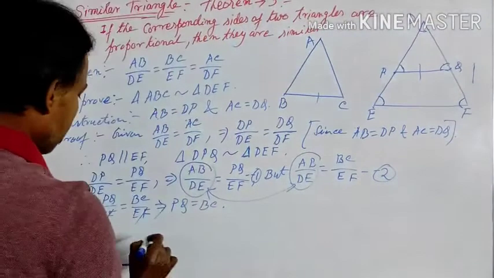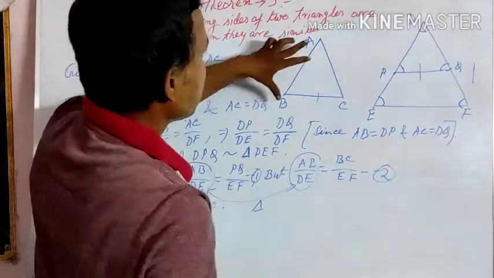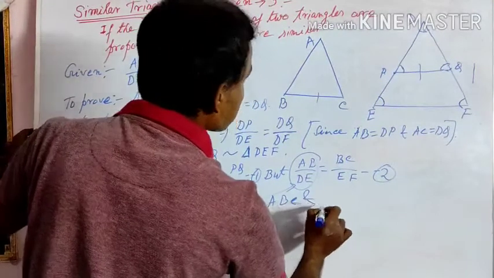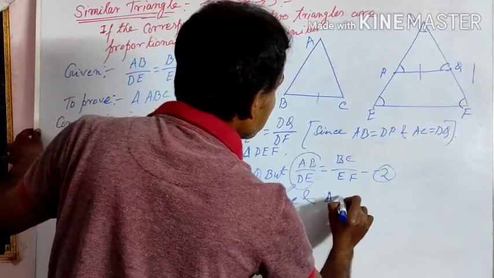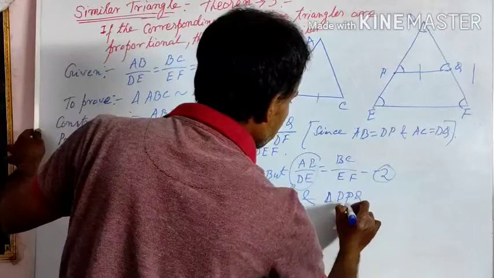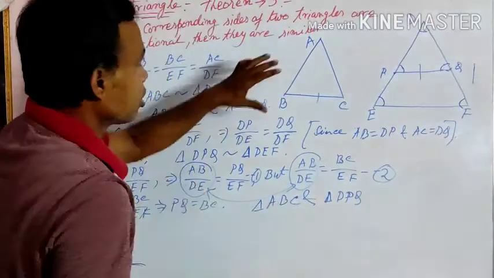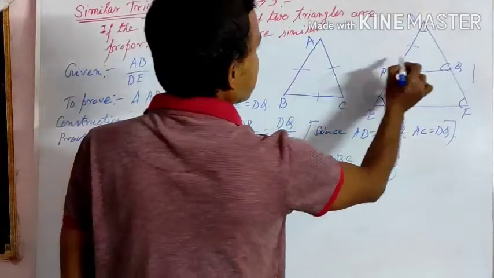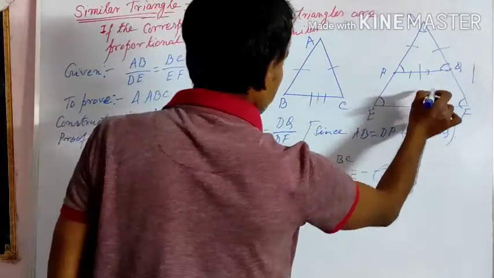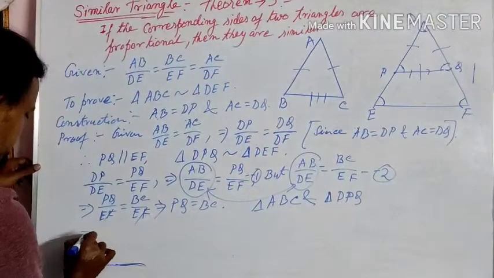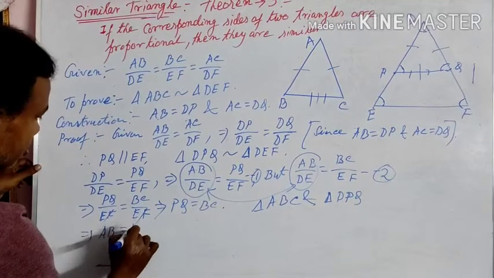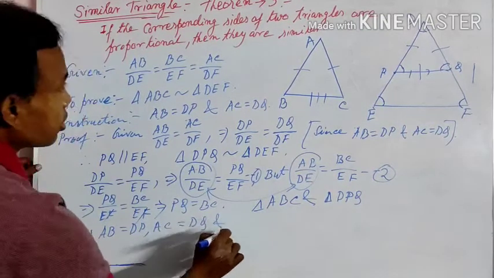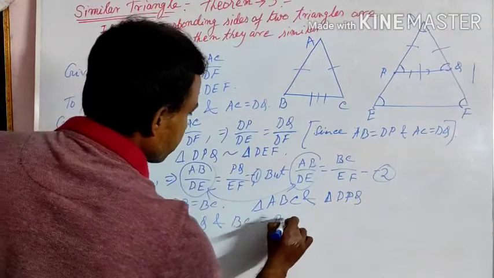So now in triangle ABC and in triangle DPQ, that is these two triangles, this side AB is equal to DP and AC is equal to DQ and BC is equal to PQ. Therefore two triangles are congruent.